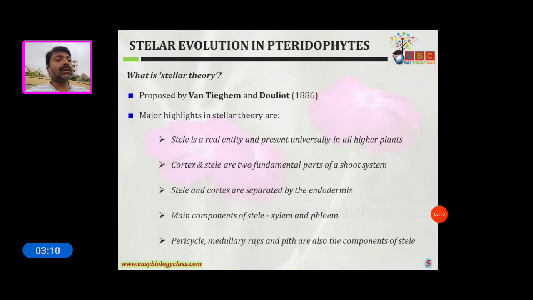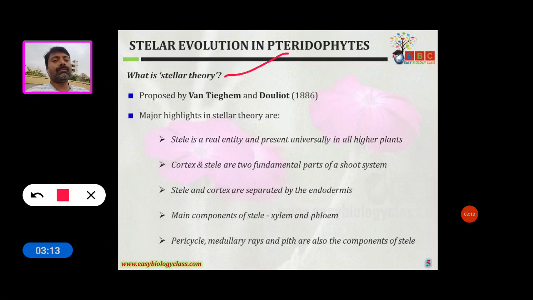So what is the stellar theory? This theory was proposed by Van Tieghem and Douliot. The major highlights of this stellar theory are: stele is a real entity and is universally present in all higher plants.